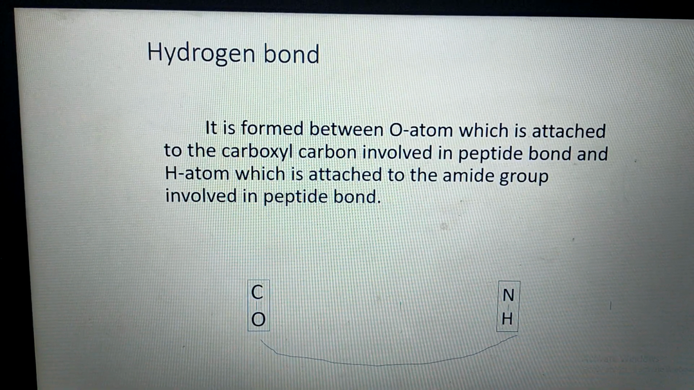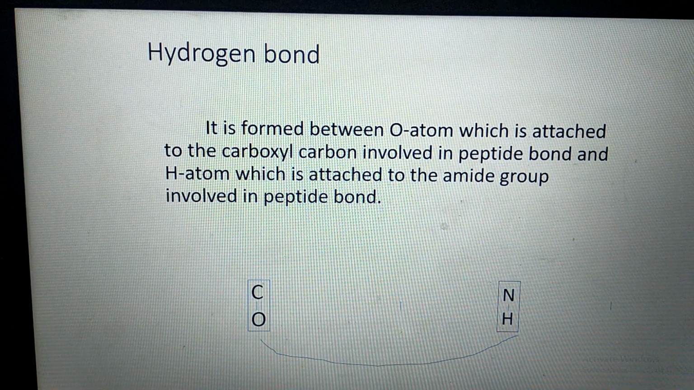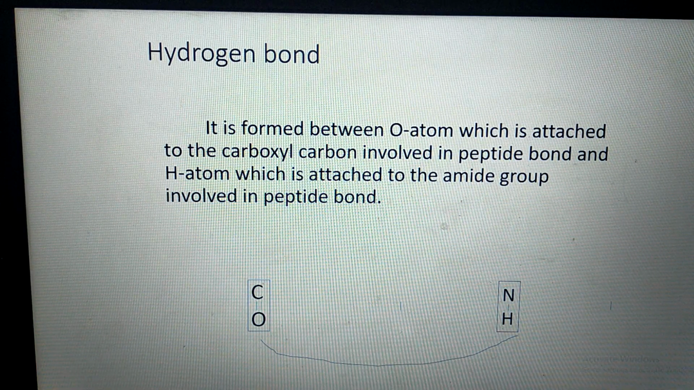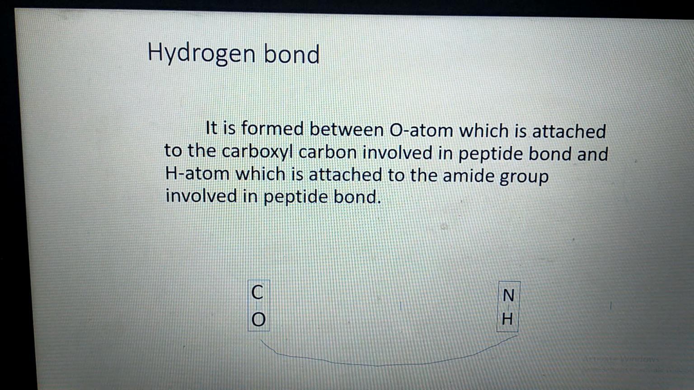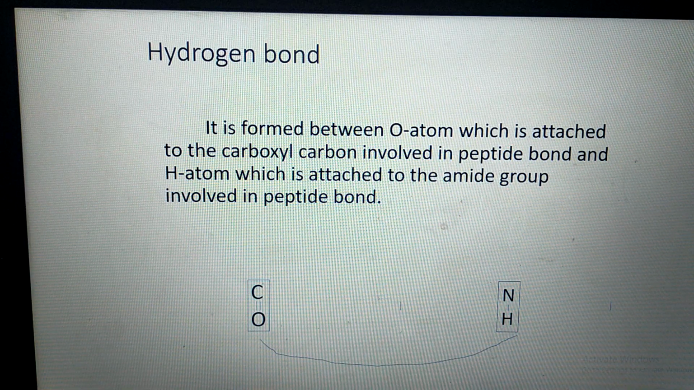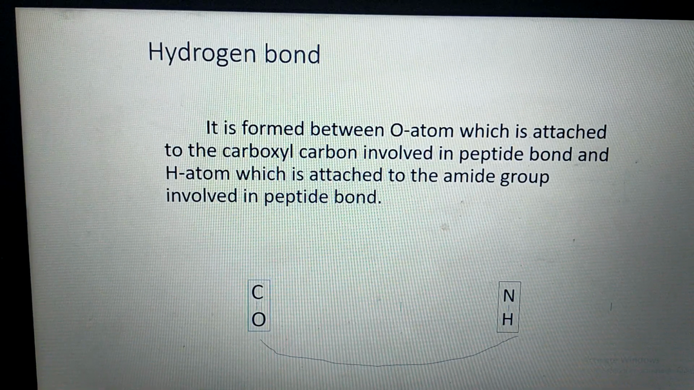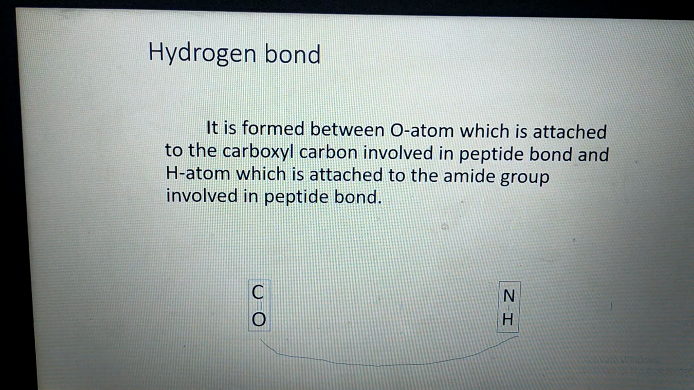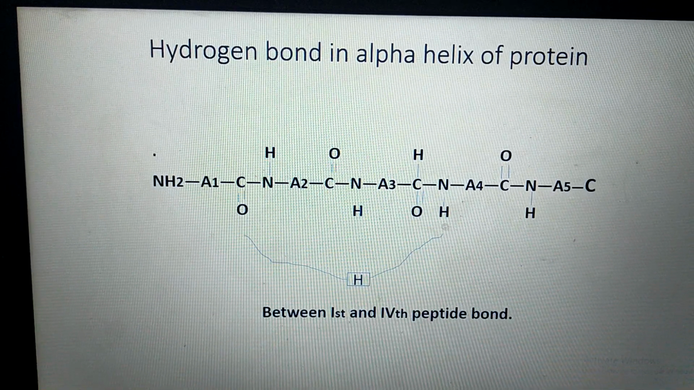Next bond is a very important bond, that is hydrogen bond. It is formed between the oxygen atom which is attached to the carboxyl carbon involved in a peptide bond and the hydrogen atom which is attached to the amide group involved in another peptide bond. So it is formed between the CO and NH group of two peptide bonds, not in the same peptide bond. So this is the diagrammatic representation.